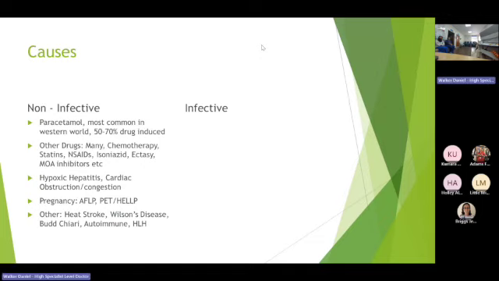Pregnancy is always an important one to remember, certainly for the exam setting, and often slips the mind. So acute fatty liver of pregnancy, HELLP and preeclampsia. And then you've got some other categories. You could argue whether hemophagocytic lymphohistiocytosis fits into another category, but autoimmune is quite common, as is Budd-Chiari.